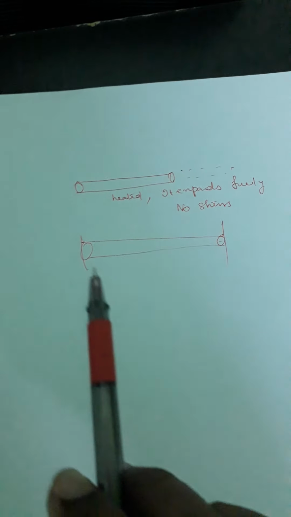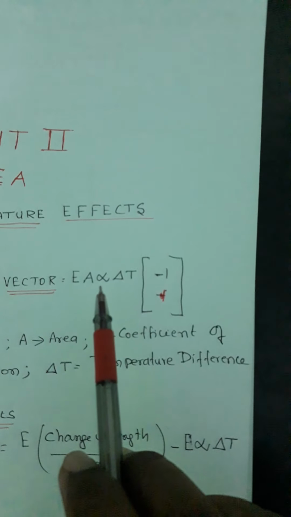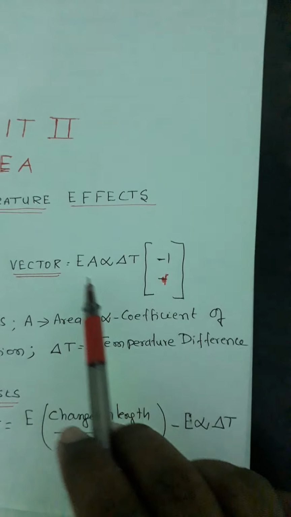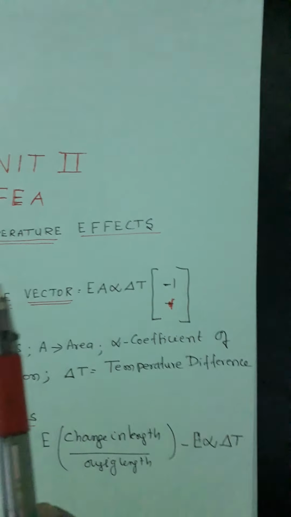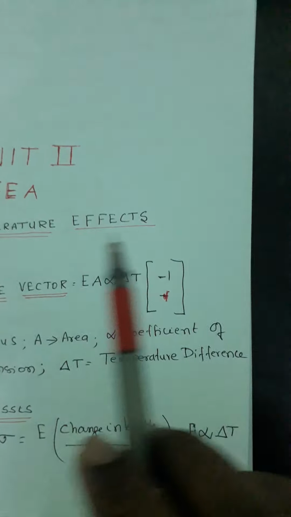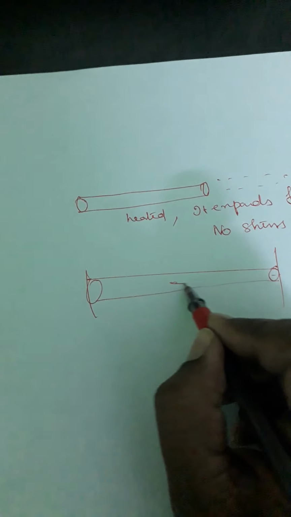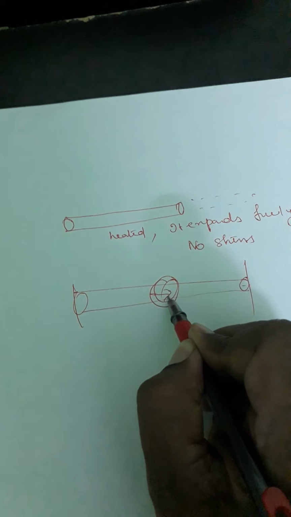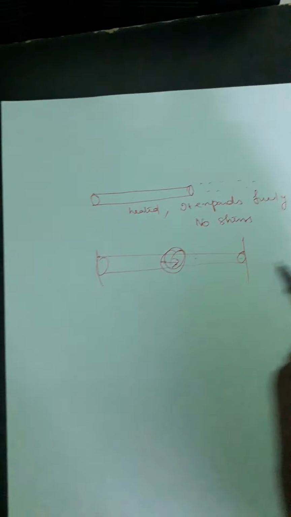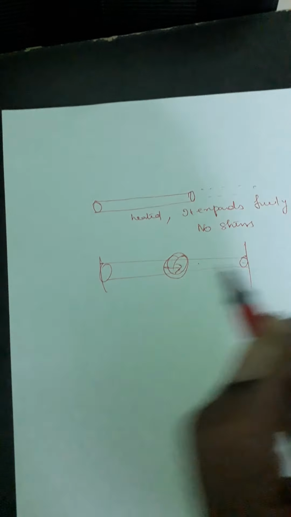Suppose this is the body force, acting here, that is why it is given as E A alpha delta T, this value. The body force is nothing but that which is due to the temperature in the bar. And suppose in this bar I have one more force over here, and due to this force also the bar is getting deflected, that is, getting elongated.